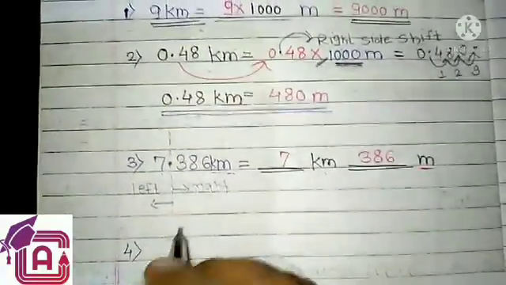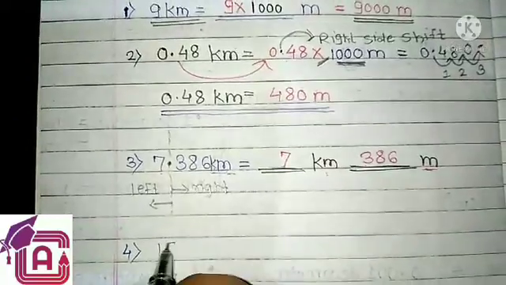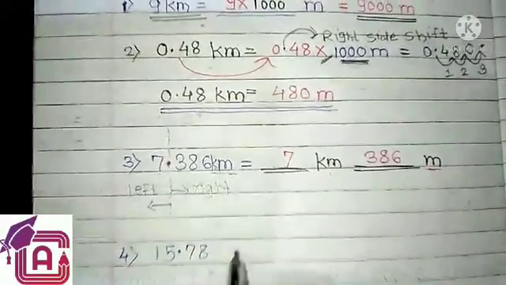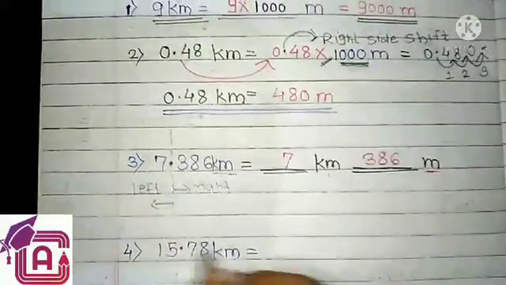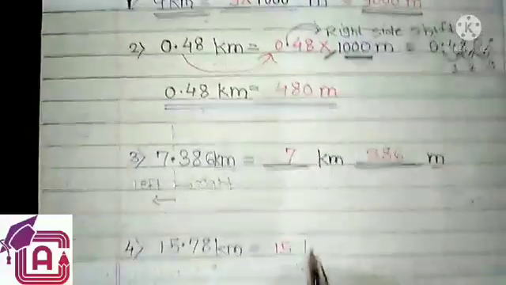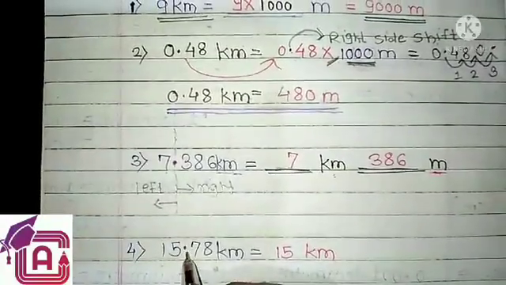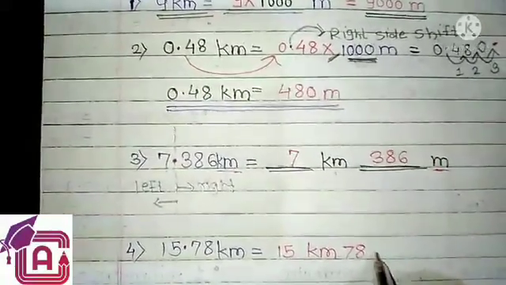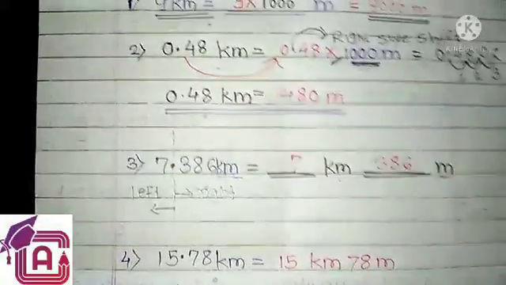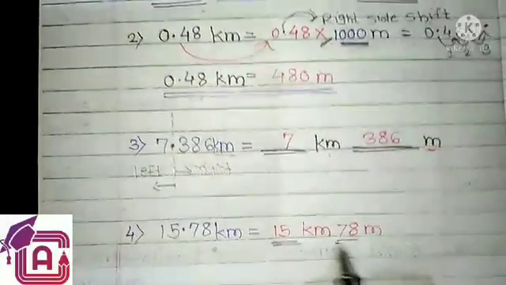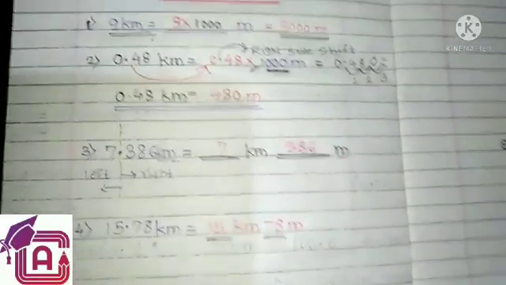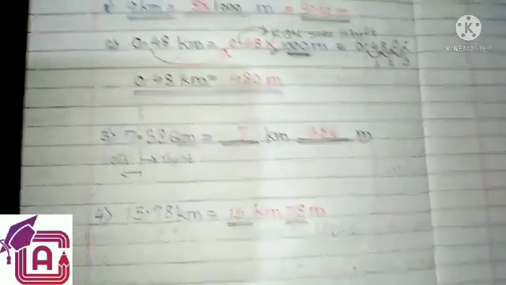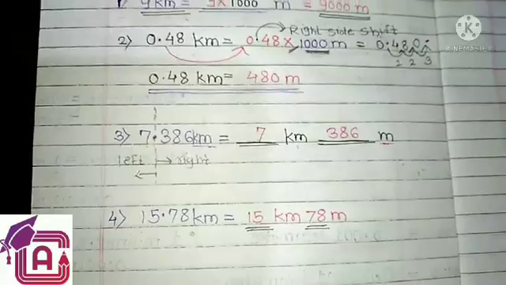Again look at another example, that is 15.78 kilometer. So how many kilometers are there? This is a 15, value keep as it is, 15 kilometer, and after this decimal fraction 78 meter. So in this way you can easily convert kilometer into a meter, and identify kilometer and meter present in the given fraction.